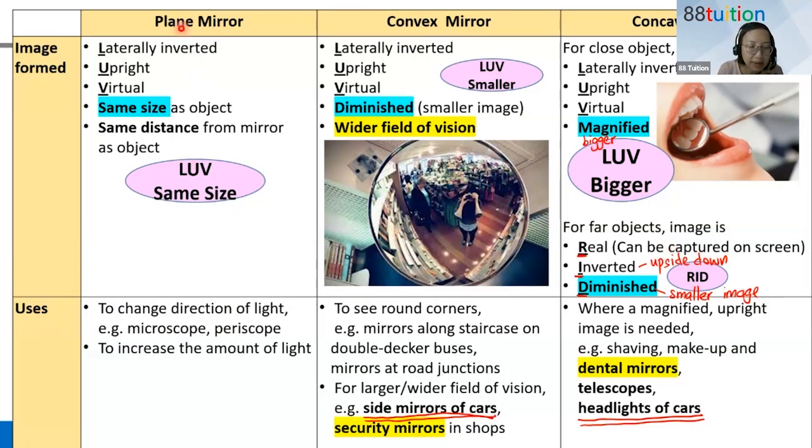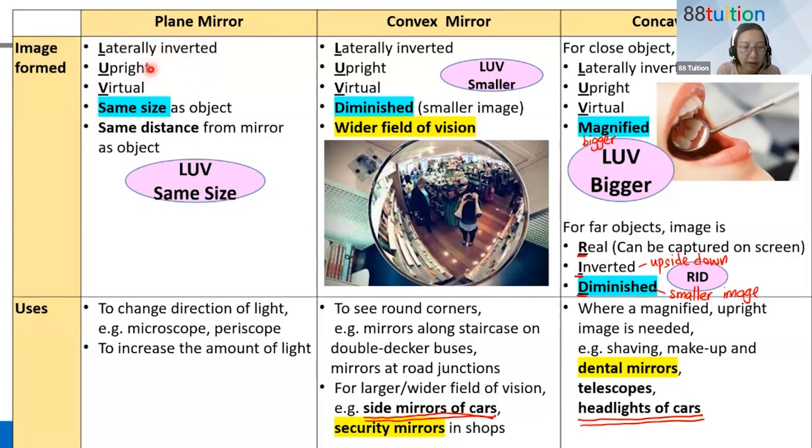So for a plane mirror, that is a mirror that you use every morning when you comb your hair. LUV, same size. LUV sounds like I love you, but I spell it L-U-V. What does LUV stand for? Laterally inverted upright virtual. Now, laterally inverted means if you raise up your right hand, your mirror image will raise up his left hand. So right hand becomes left hand. That's the meaning of laterally inverted.